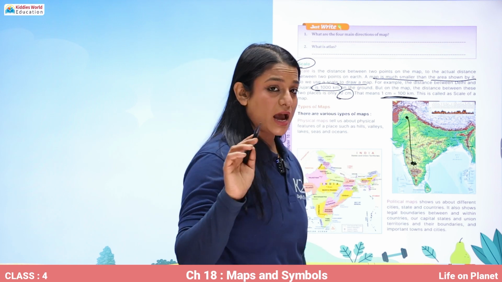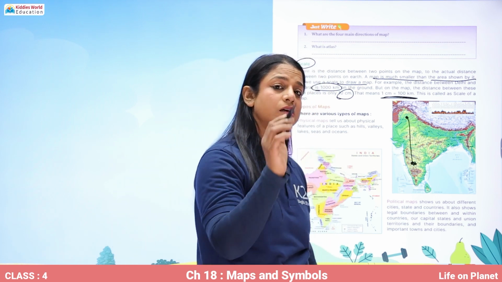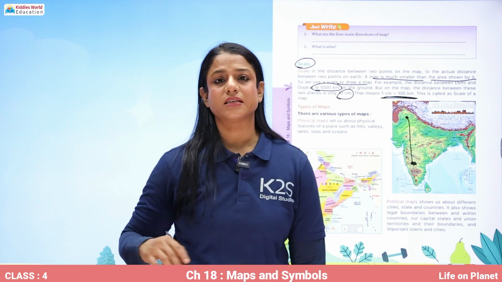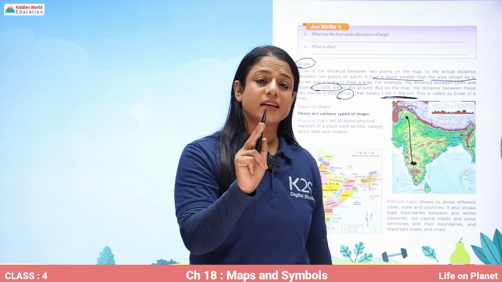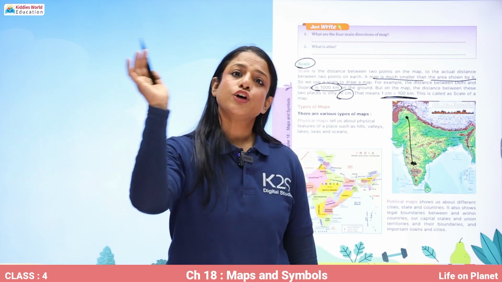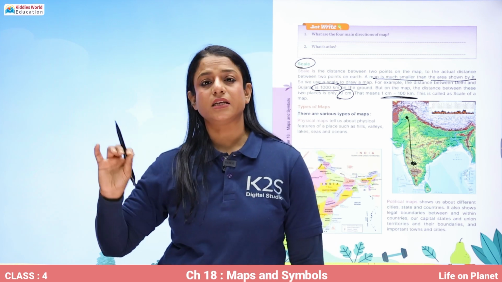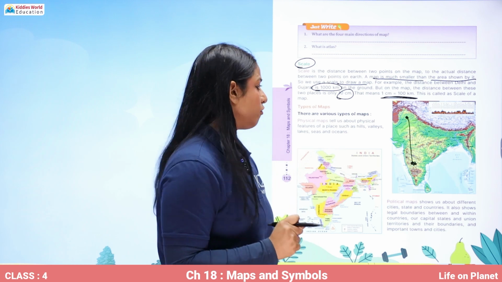I just told that the distance between Delhi and Kashmir is supposedly 600 kilometers. So if 1 centimeter is equal to 100 kilometers, it will be 6 centimeters as shown on the map. That's the scale of a map.